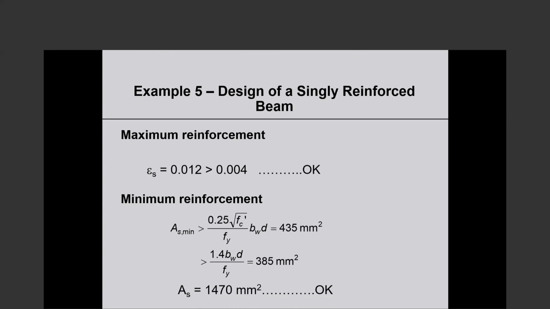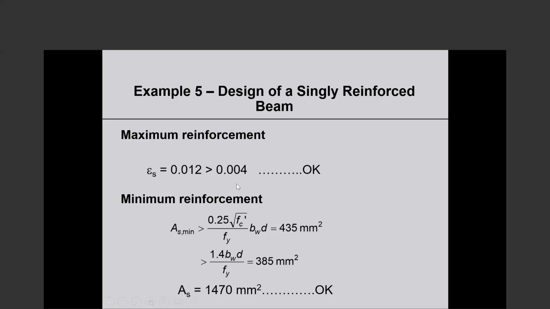Maximum reinforcement. Remember, maximum reinforcement is stated like this: the net tensile strain shall not be any less than 0.004. Our net tensile strain was calculated as 0.012, which being larger than 0.004, we have not gone beyond the maximum reinforcement prescribed in ACI 318.